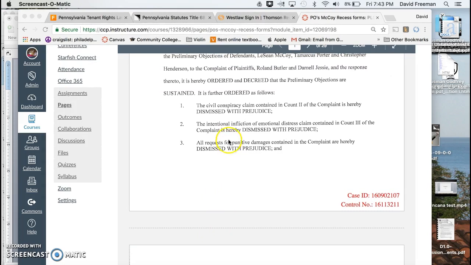Additionally, there's language in here that I wanted you to understand. If you look to subparagraph 1, the civil conspiracy claim contained in count 2 of the complaint is hereby dismissed with prejudice. When we call something dismissed with prejudice, that means that it can never be brought again. It is completely barred. I believe we'd seen something somewhere that something was dismissed without prejudice. If something is dismissed without prejudice, it's still alive and can be brought back if somebody wants to. But with prejudice means it's done.